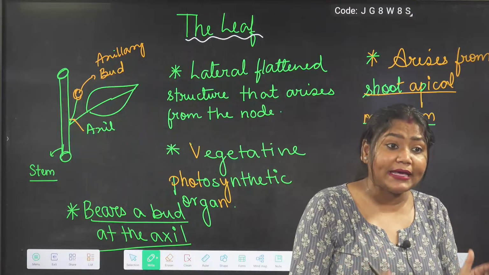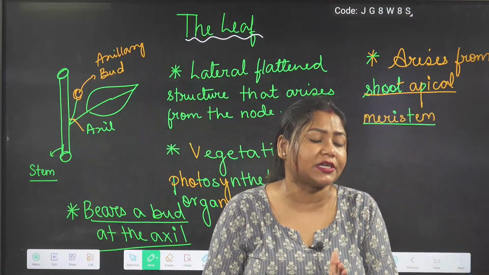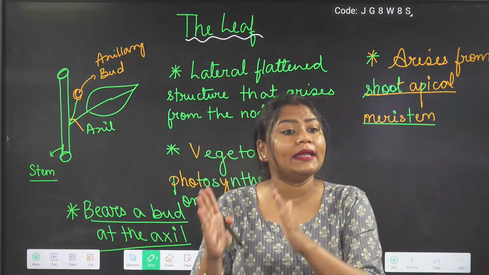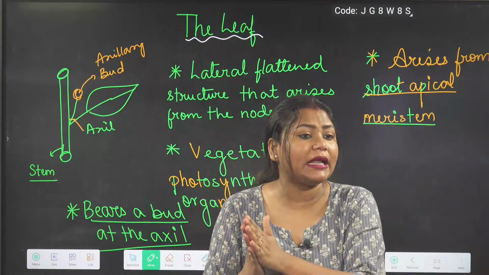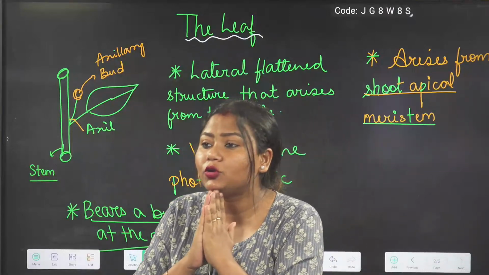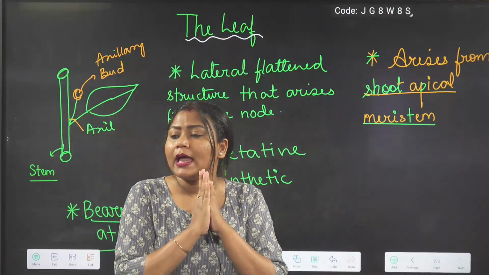Yes, Zinat. Apical meristem is also known as terminal meristem. Two types of apical meristem are there. One is your shoot apical meristem. Another one is your root apical meristem. Am I clear to everyone? Yes or no?